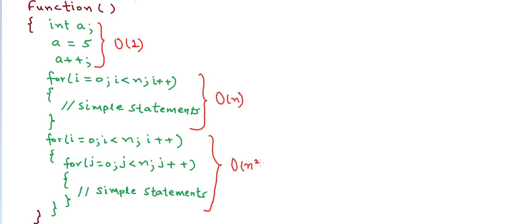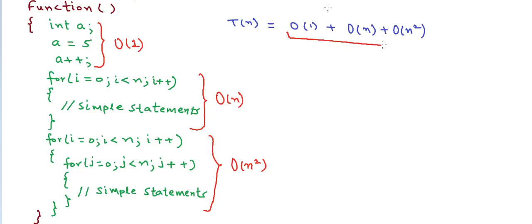And the overall running time of this particular function would be the sum of the running times of all these fragments. So this is big O of 1 plus big O of n plus big O of n square. Now once again, when we analyze time complexity, we want to analyze it for very large input sizes. For very large values of n, the smaller parts become insignificant. So the time taken is actually big O of n square. Thus in a typical program, the fragment which has the maximum running time decides the overall running time of the program.